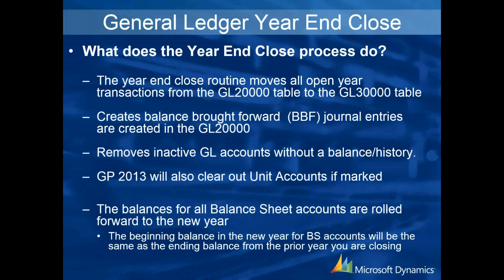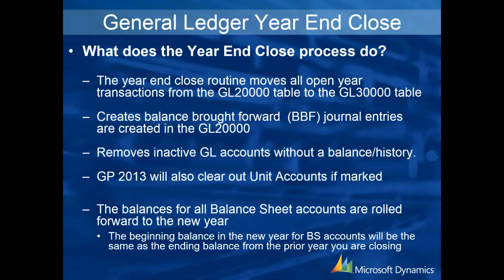So for the GL, what does the year-end close process do? The routine moves all open year transactions from the GL 20,000 to the GL 30,000. In plain English, that is open transactions move to the historical transactional table. Again, if you're running any special report off of these tables and you're not seeing correct data after you do the year-end close, we may want to check to see if it's pointing to an open table where you just closed it and you no longer get the data you're looking for.